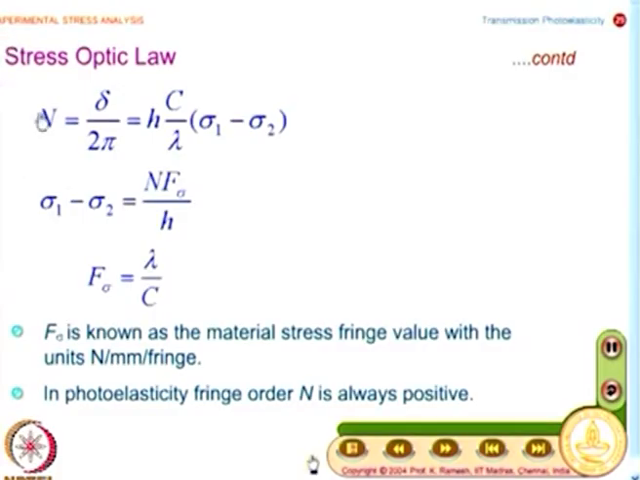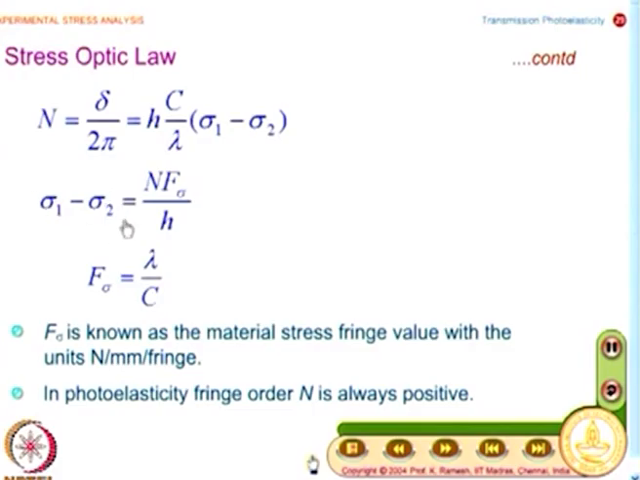Why is it so? That comes from this expression, because when I say sigma 1 minus sigma 2, I always arrange the principal stresses in algebraically decreasing order, that is sigma 1 is algebraically the greatest, sigma 2 is middle, and sigma 3 is the least. So, this will always be positive.